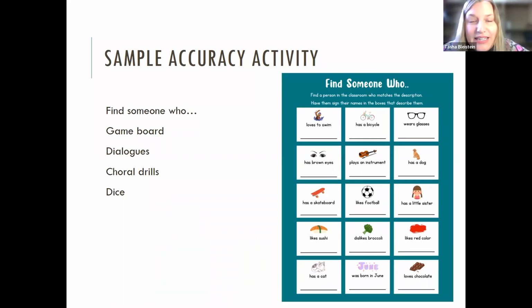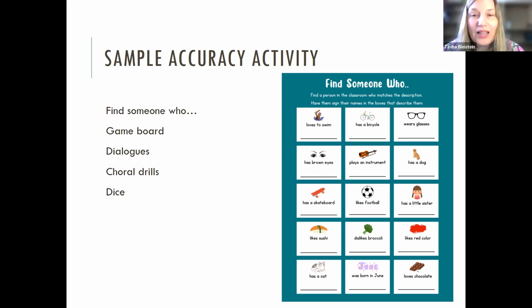Some sample accuracy activities that you can do that are not related to teaching grammar are the find someone who. So if you give them the question or the way to answer, they're repeating the same question over and over again. Game boards, there's also a lot of accuracy activities where it gives you even a sentence frame and they have to say the same thing over and over again. Dialogues, like we would have created with the police officer and the driver, that's a dialogue.